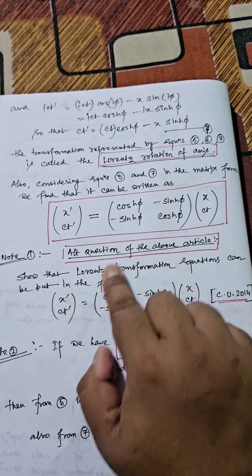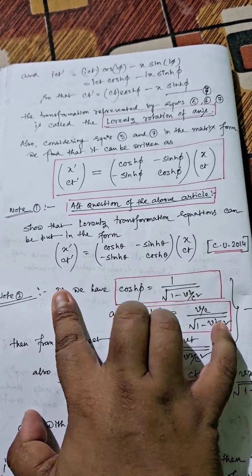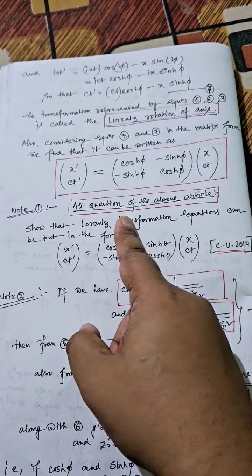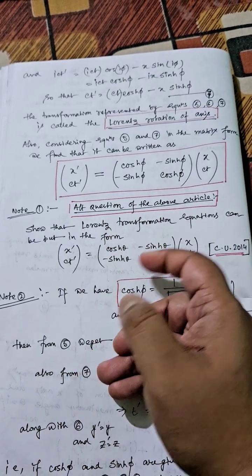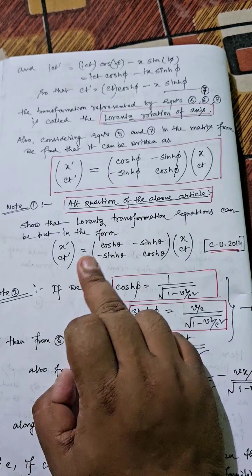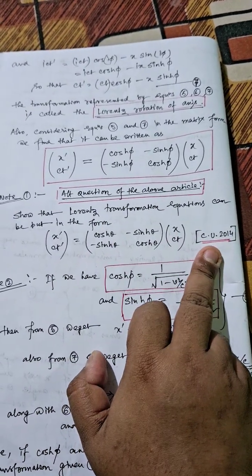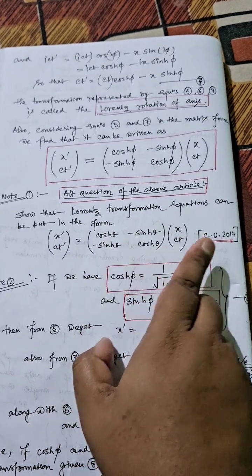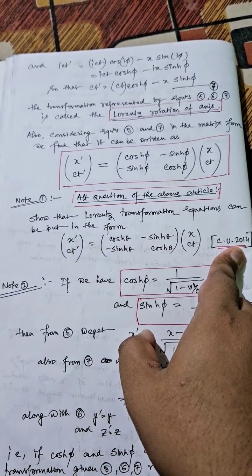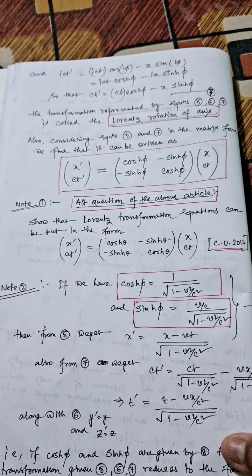Now this type of question can come in your university examination in the following form. For that purpose I have written note 1, that is, an alternative question of the above article is like this. You may be asked to show that the Lorentz transformation equations can be put in the following form. For reference I have given one such question here. This question came in 2014 under Calcutta University. You can find similar questions in other university question papers also.